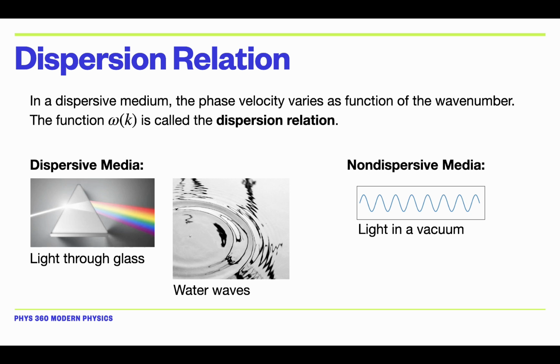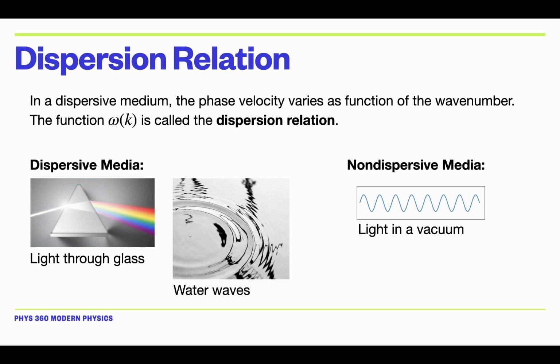In a dispersive medium, the phase velocity varies as a function of the wave number k. The function omega of k is called the dispersion relation for a particular medium and physical situation. Glass is an example of a dispersive medium. Light slows down when it passes through glass, with violet light slowing down the most and red light slowing down less. This is what causes prisms to separate light into monochromatic colors.